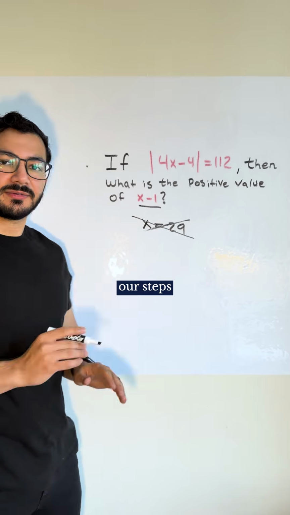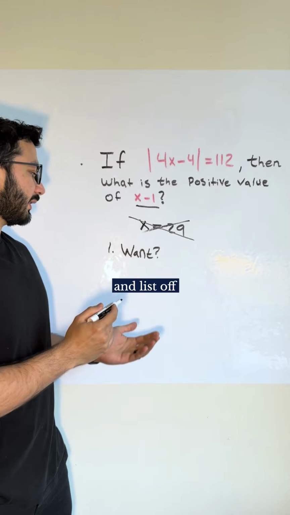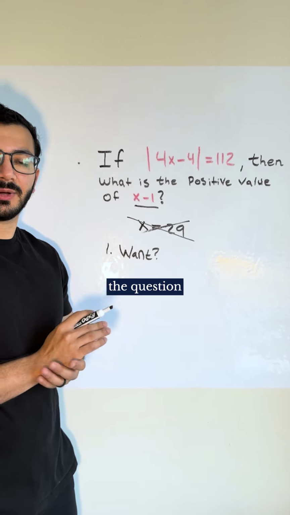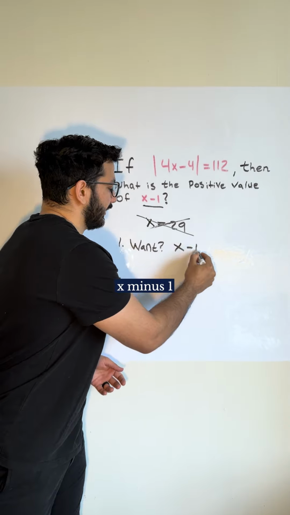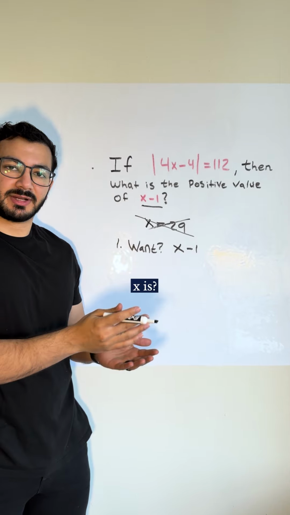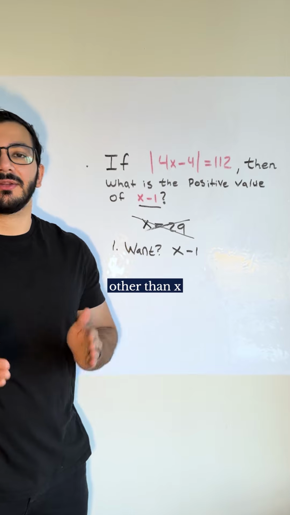So the first of our steps is to ask, what do we want specifically? We'll list off exactly what the question wants us to answer. In this case, it would be x minus 1. See how that's different than what x is? That makes us immediately cognizant that we need to be finding something other than x.